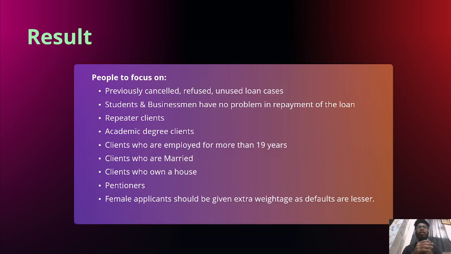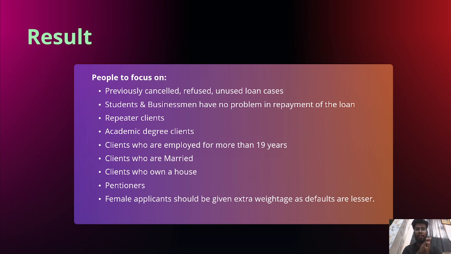Second, we should focus on people who have on-time payments. We can see that students and businessmen have no problems in repayment of loans. Academic degree clients are not defaulters. Clients who are employed more than 19 years are doing on-time payments. Clients who are married and clients who own a house are well suited. These are the segments we will focus on.